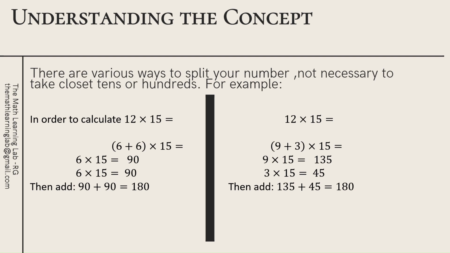For example, 12 times 15 and I decided to split 12 into 9 and 3. So 9 times 15, 3 times 15. 9 times 15, I have 135, 3 times 15, 45, and add them together, I have 180. Whatever strategy you try, you will have the same answer.